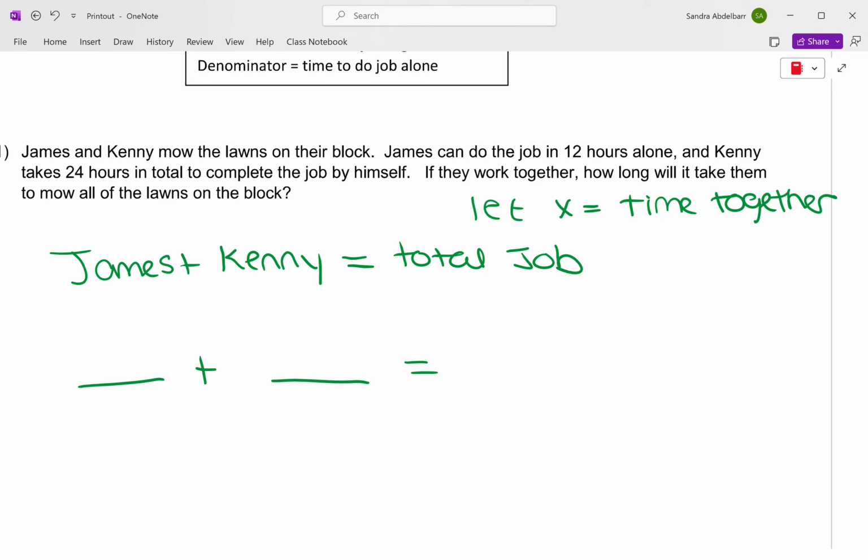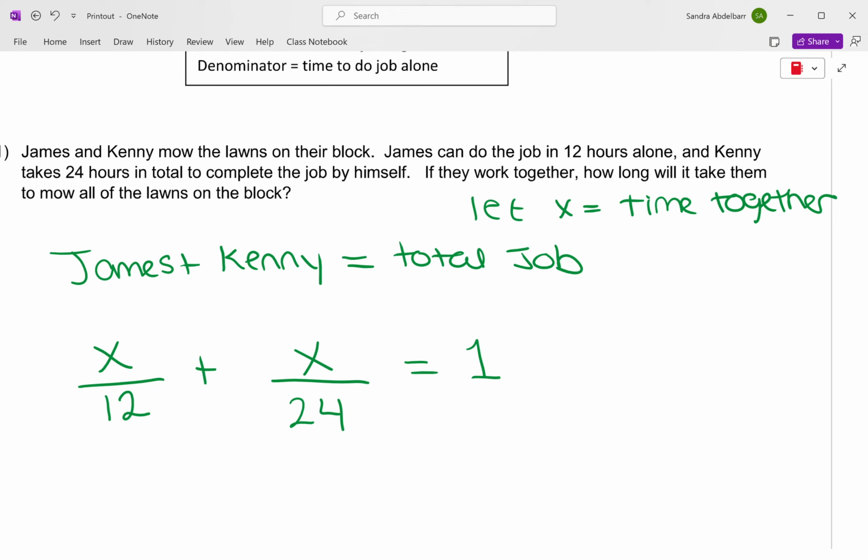Okay, now what was my advice to you? What are we putting in the denominator? Time alone. Time alone is in the denominator. So how long will it take James if he had to do all the mowing by himself? 12 hours. How long would it take Kenny if he had to do all the mowing by himself? 24 hours. And what is the total job always equal to? One whole complete job. Do we know how long their time is together? No. So we're going to say X and X.